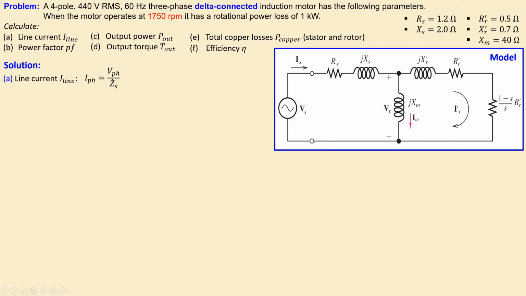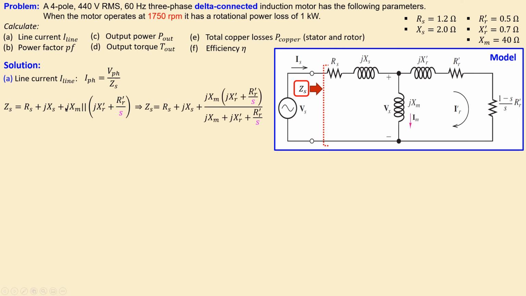Before we move on, we need to calculate the impedance, which is seen here across these two elements. This is our phase voltage and this is the phase current, but this is the impedance we need to calculate before we move on. The impedance seen here is the series resistance, the reactance of this inductor, and also the parallel combination of these two branches, which is shown here. I have taken these two resistors, RR prime and this load, together, and that is equal to RR prime over the slip value S.